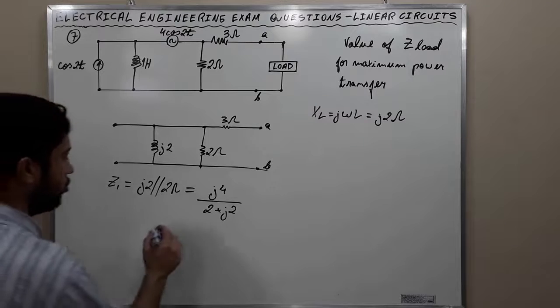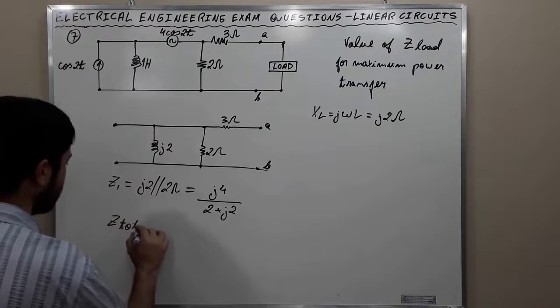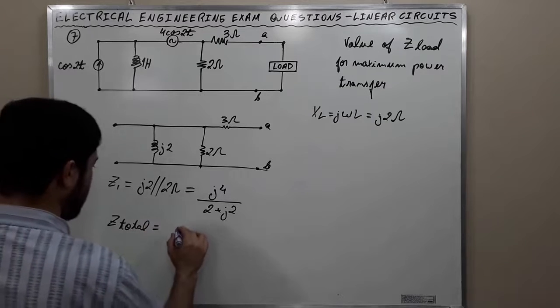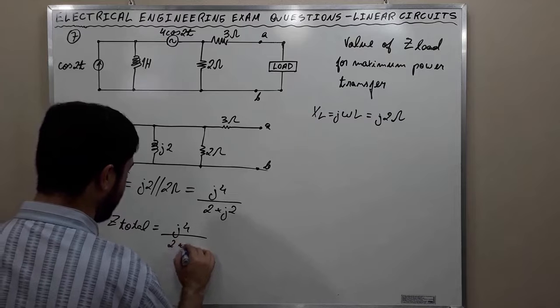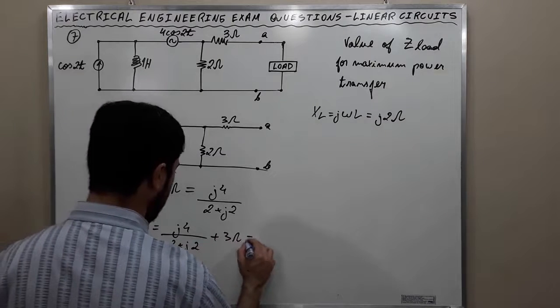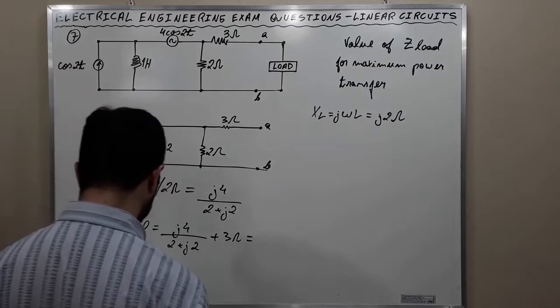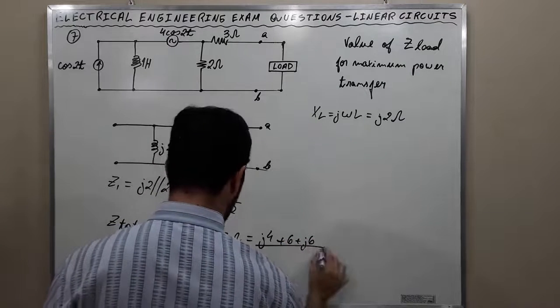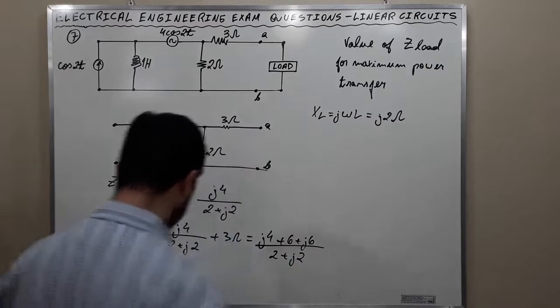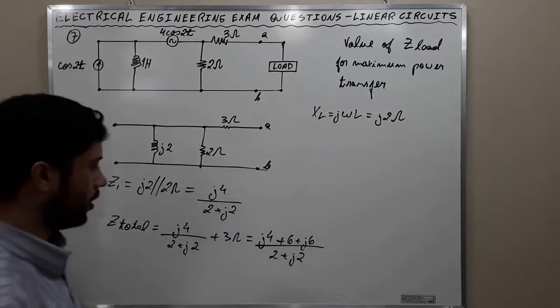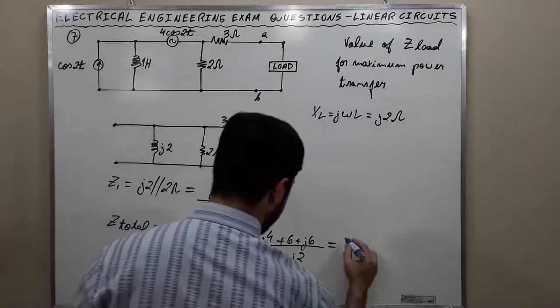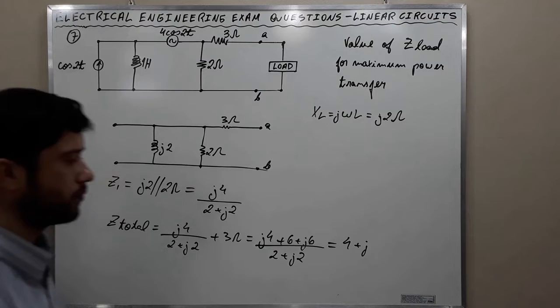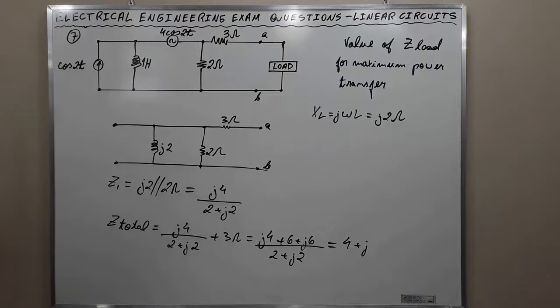Then Z total will be j4 over 2 plus j2, plus 3, and this is j4 plus 6 plus j6 over 2 plus j2, which results in 4 plus j. So this is the equivalent impedance of the circuit.